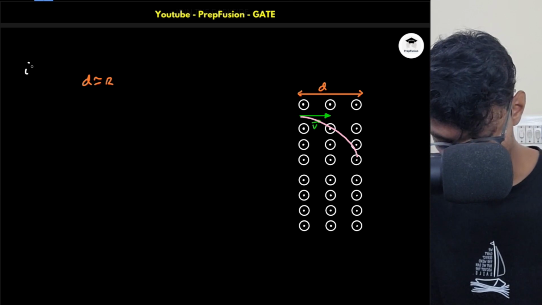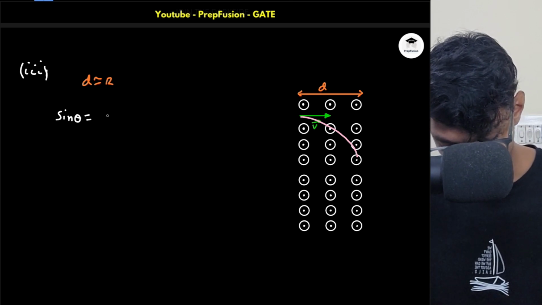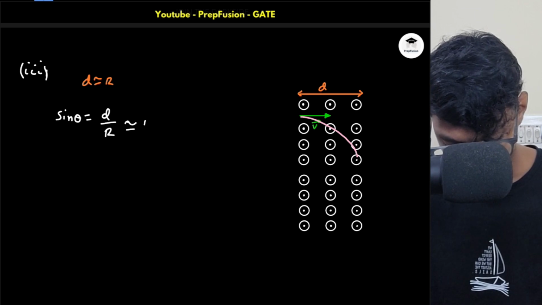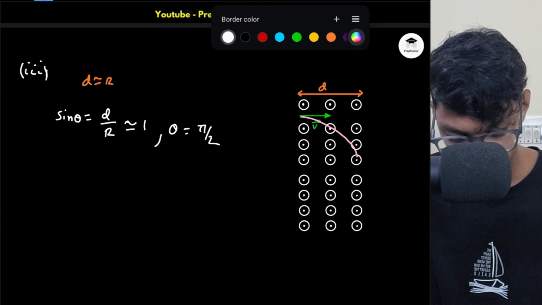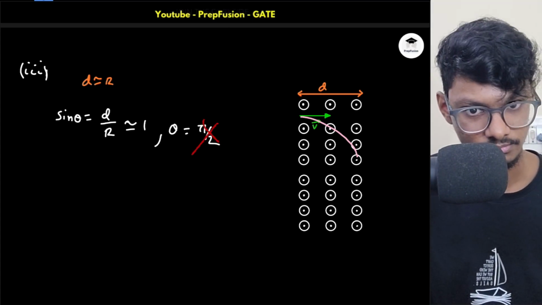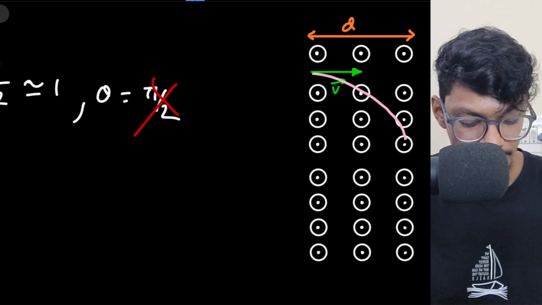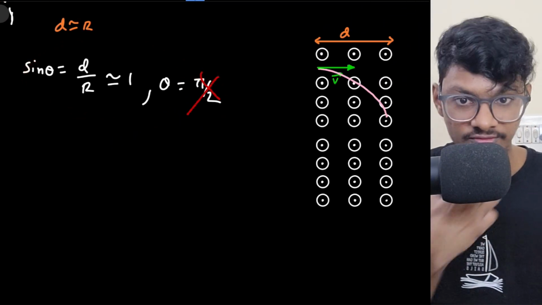So if D is almost equal to R, I will again use the same formula. Sin theta equals D by R, almost equal to 1. So theta will be equal to again pi by 2, and your answer will be simply wrong. Why will it be wrong? Because you are using the formula, you are not using the concepts. So here your D is greater than R, so this formula is anyways not valid. It is only valid for D less than R.